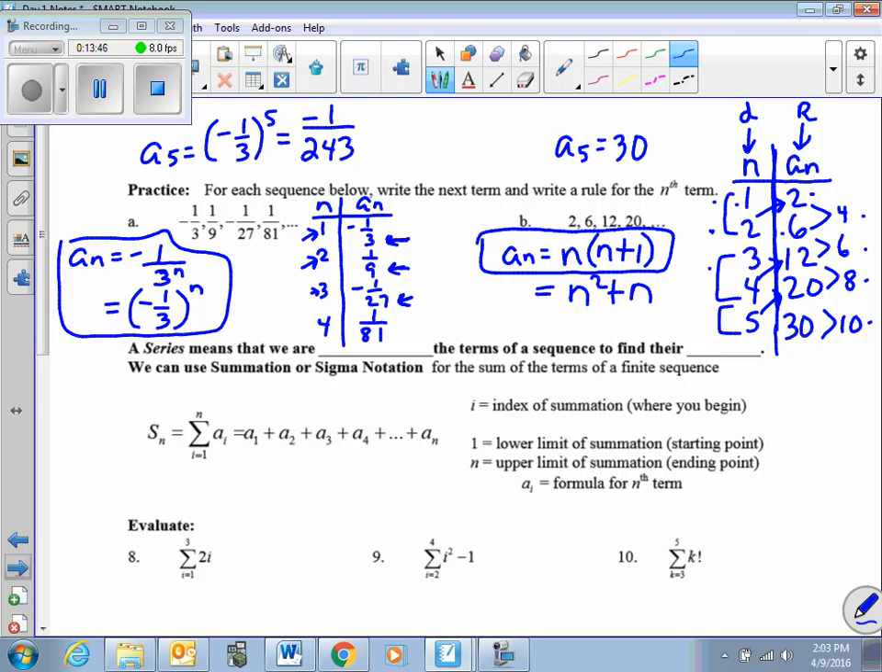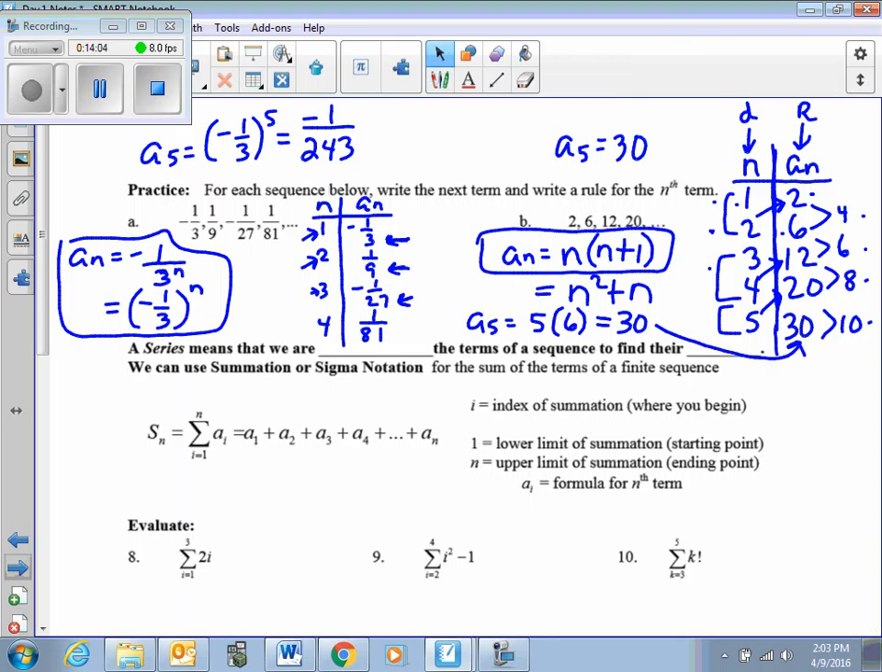Okay, so if I use this rule to figure out what the 5th term is, a sub 5 equals 5 times n plus 1, which is 6, then I do get 30, which I figured out in a different way. Okay? Let me erase that because now I'm in my way over here for our next notes, which are on series.